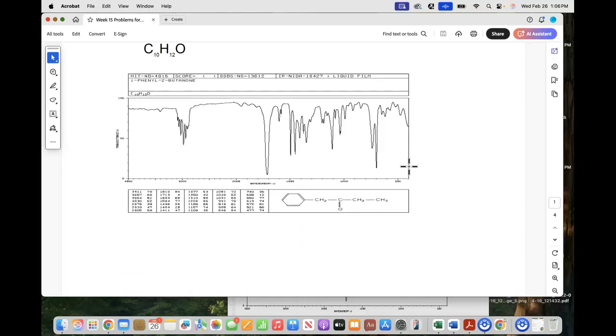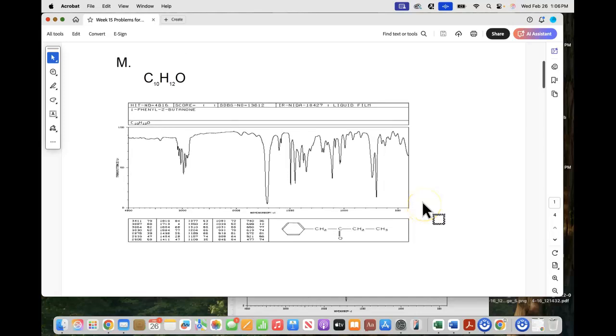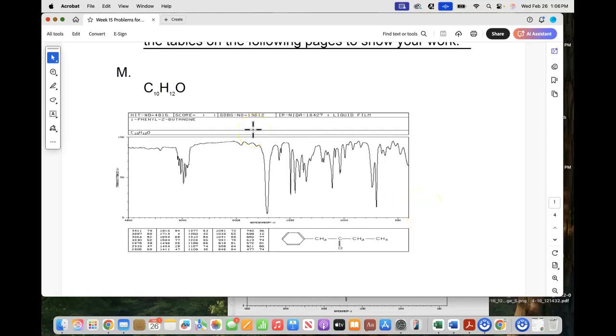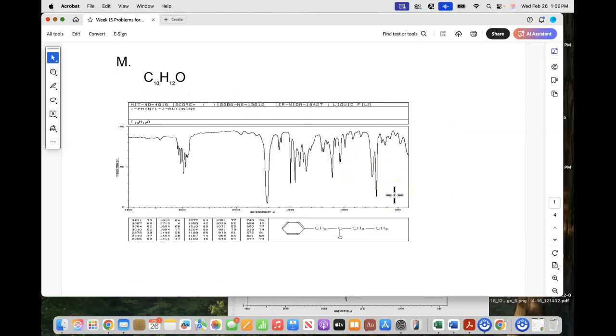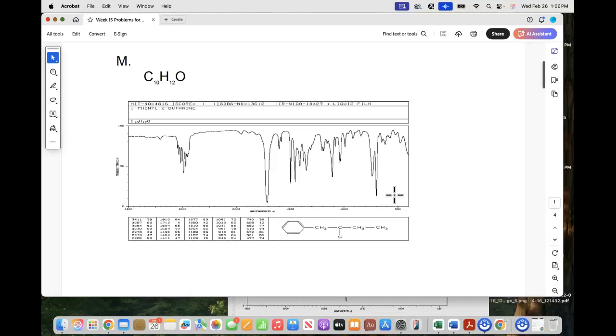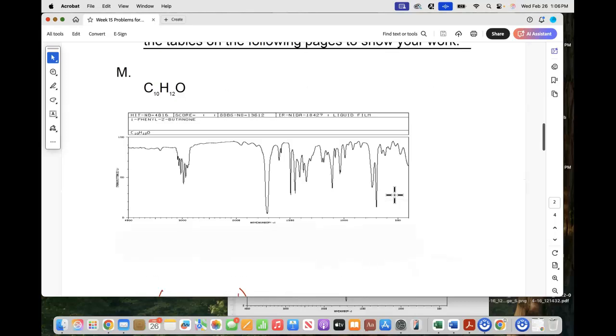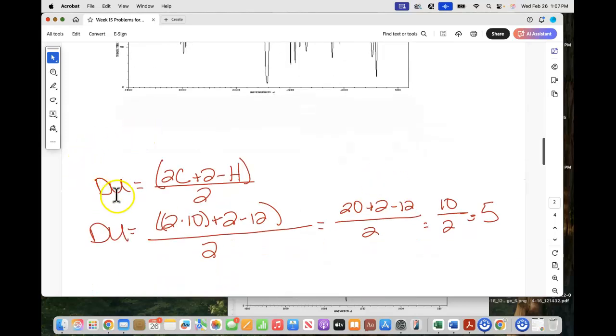So let's begin. First, we will use the molecular formula to determine the number of degrees of unsaturation, or the DU. This will tell us how many rings or double bonds are present in our molecule. The formula for DU is right here. It is 2 times the number of carbons plus 2 minus the number of hydrogens. Based on the molecular formula of C10H12O, I plug in the values, complete the math, and here we get a number of 5.